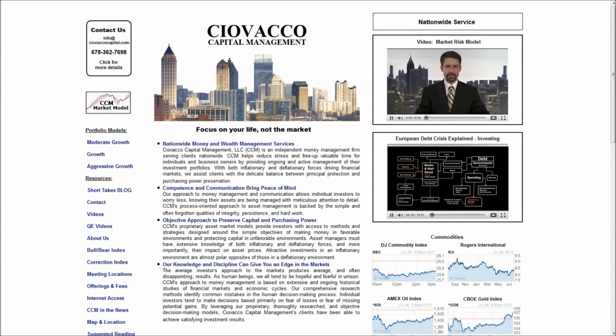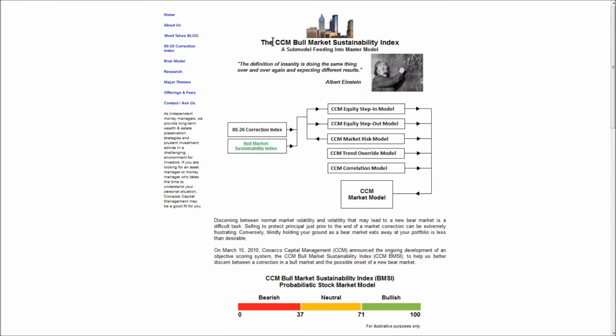For those of you that have been following us for a long time, if you want to get an idea of how all these models tie into the master model, you can go to our website, shavacocapital.com, and then look in the left-hand margin and go down to Bull Bear Index and click on it. This is the page for the Bull Market Sustainability Index, and you'll see this flow diagram here that will answer that question. How does it all tie together?